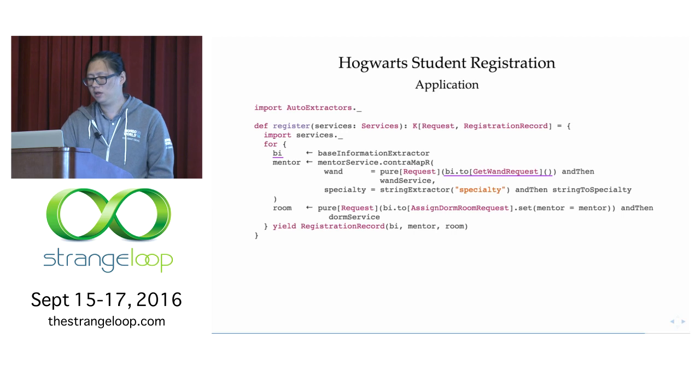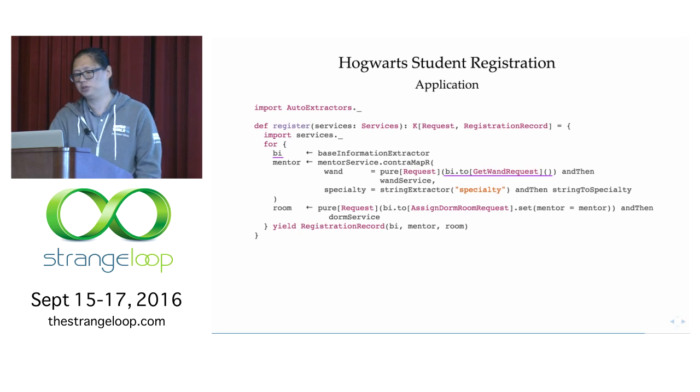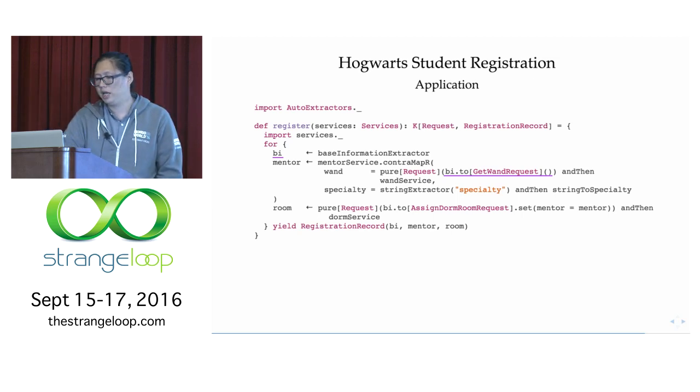This pure is the Kleisli.pure, so it creates a Kleisli out of a constant value, and then you call andThen and combine that with the WAND service, right? Because now you have a Kleisli of WandRequest. So you can just call andThen and then you got a Kleisli from request to WAND.